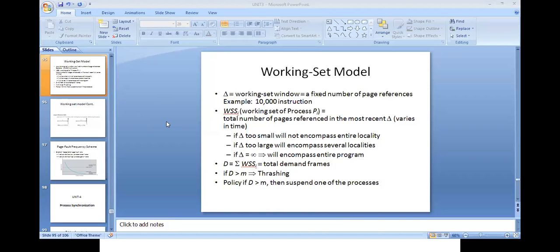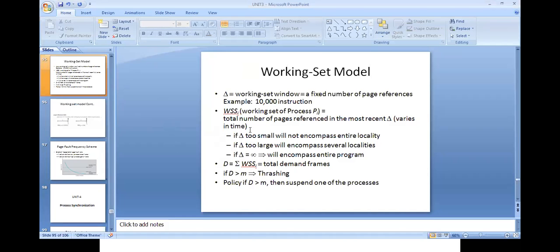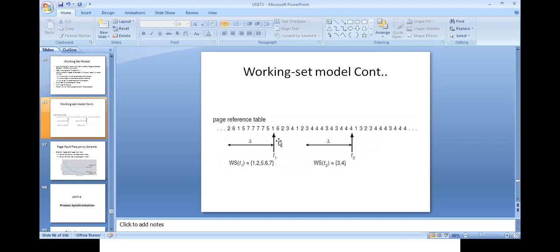So this is about the working set model. Next, this is the delta. What is delta? Delta means a working set window. The window should not be too small and should not be too large. If you keep delta too small, say up to this point, only 3 pages are there in the set. So if you keep the working set model up to this one, it will be a problem.